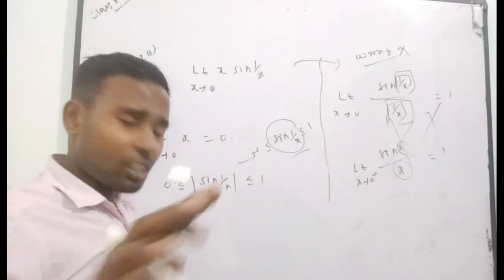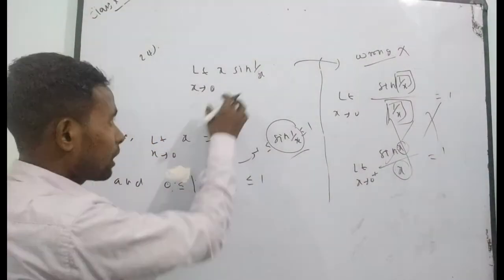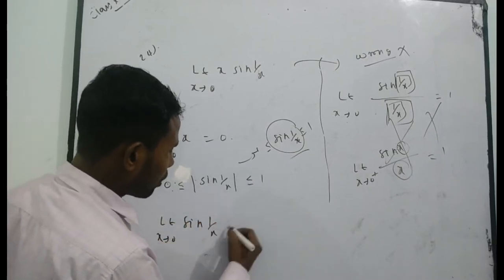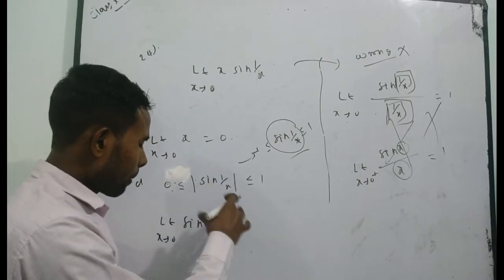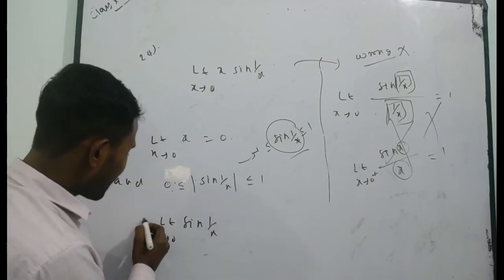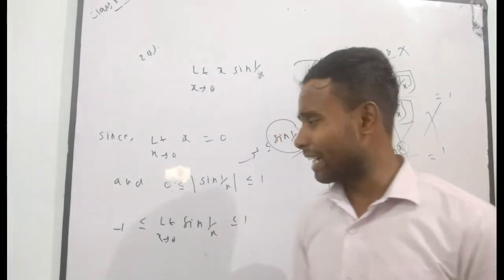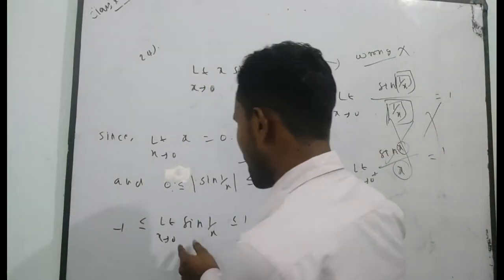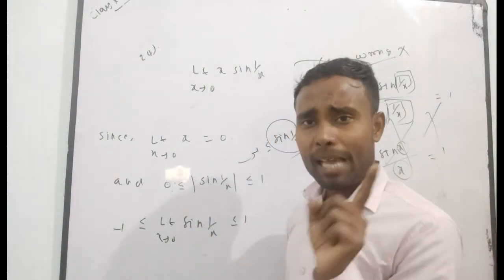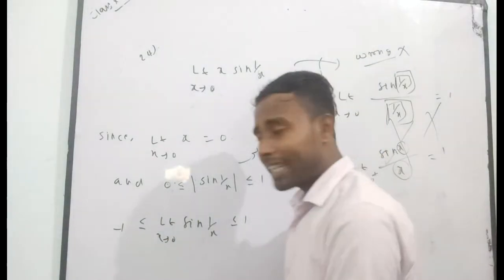So here you can write that |sin(1/x)| is greater than or equal to 0 but less than or equal to 1. According to this problem, can you tell what the limit as x tends to 0 of sin(1/x) is equal to? It will always be greater than or equal to -1 but less than or equal to 1. It is a very simple concept. Because x approaches 0, this is simply a sine function, and the value of a sine function is always greater than or equal to -1 but less than or equal to 1.